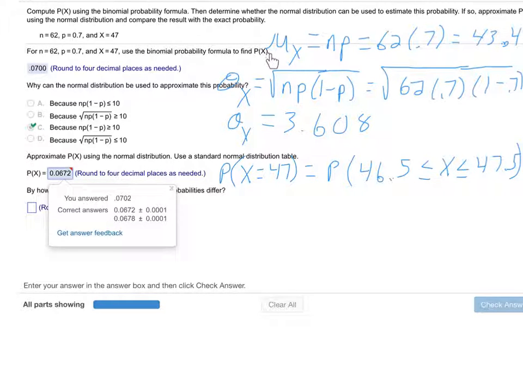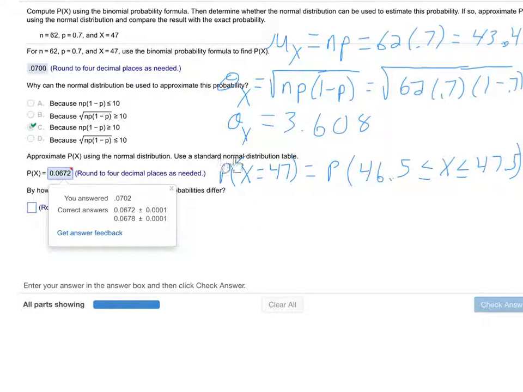So first thing, to use the normal table, you need to know the mean. And the mean is n times p, which n and p are given here, which comes out to 43.4. And you need to know the standard deviation, which is the square root of n times p times quantity 1 minus p, which comes out to 3.608.